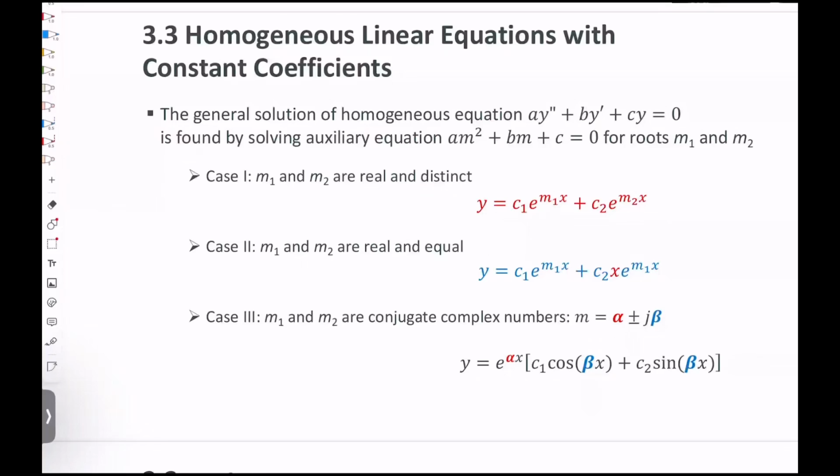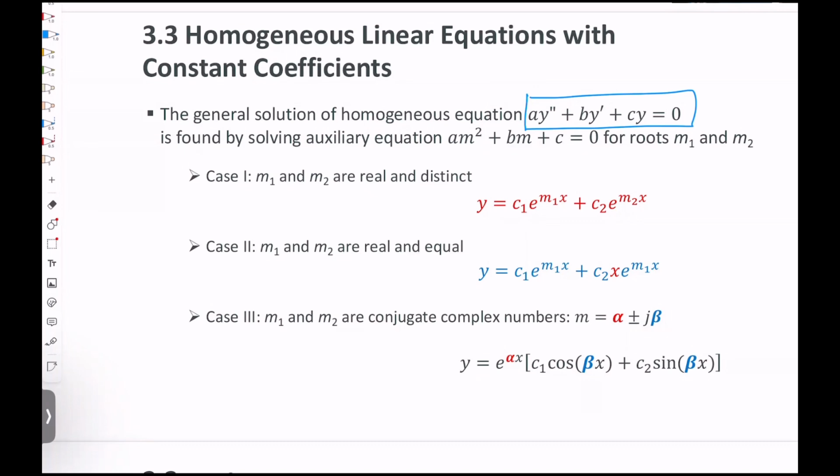3.3 homogeneous linear equations with constant coefficients. You probably notice on Canvas there is no quiz for 3.3. You will have the quiz for 3.4 and 3.5, and this 3.3 is the basis for 3.4 and 3.5. So homogeneous because the right-hand side equals 0.